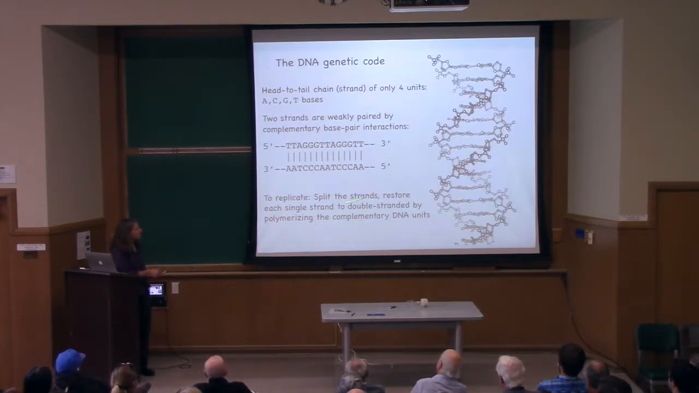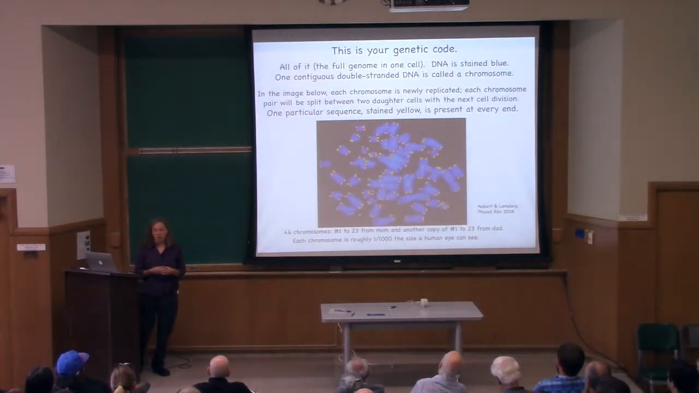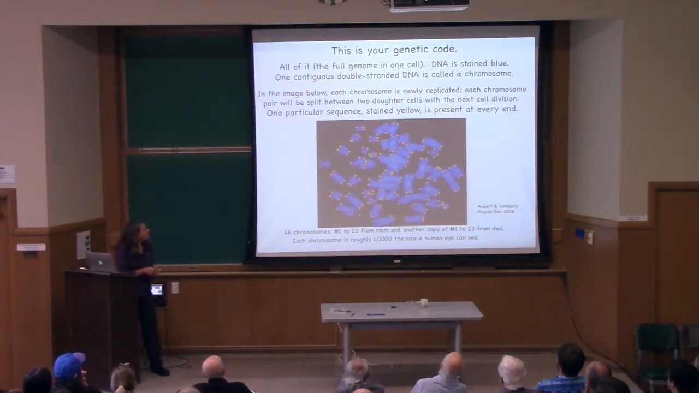So to replicate, you split the strands, you restore each single strand to double strand, by polymerizing complementary DNA units. So when I talk about DNA replication or DNA copying, that's what's happening. Now, this DNA genetic code that you have is in very long strands. In fact, here on this slide is your genetic code, all of it. One cell gave up its DNA strands to make this picture.